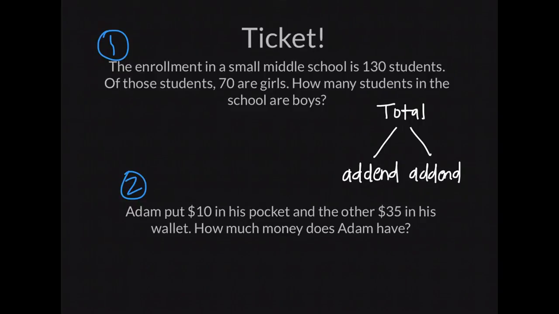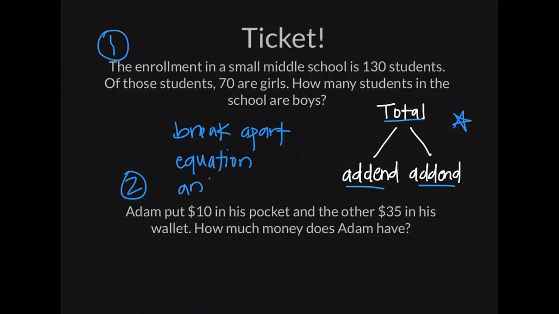Off to the side here, I have an example of a break apart drawing. Remember, you put the total on top and you break it down into two addends. Before you solve this problem, create a break apart drawing and then also write an equation. So you'll have your break apart. You'll also have your equation. And then you will write your answer. I'll need to see all three parts on your homework today and on these tickets.